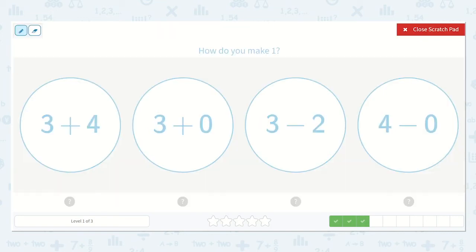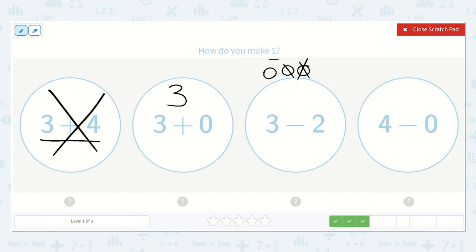All right, how do we make 1? 3 plus 4? Well, if I have 3 dots and I add 4 more, it's definitely going to be more than 1, so it is not this. If I have 3 and I add nothing to it, it will still be 3. If I have 3, 1, 2, 3, and I take 2 of them away, because 3 minus 2, here's 3 and we took away 2, we will have 1 left.